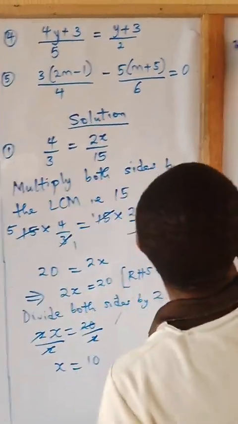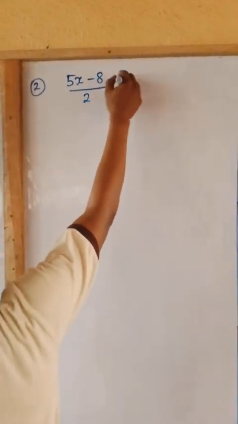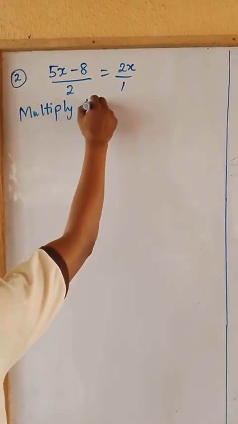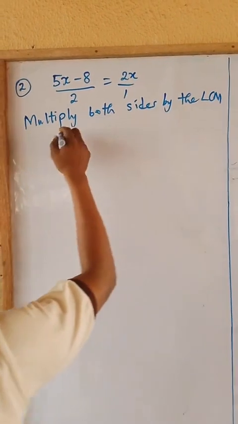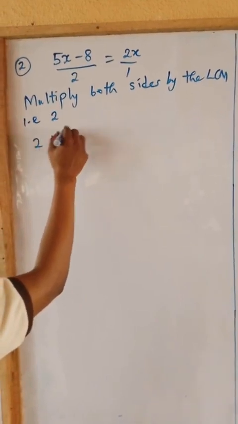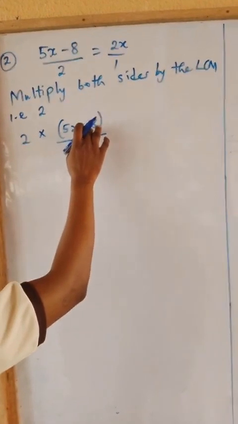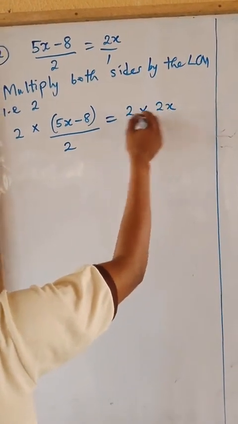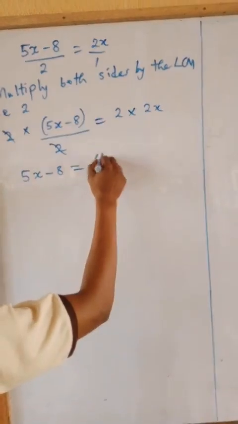Let's solve question 2. We have 5s minus 8 over 2 is equal to 2s over 1. So we are going to multiply both sides by the LCM. The LCM of 2 and 1 is 2. So we are going to have 2 times 5s minus 8. We are going to put it in brackets because it is an expression. So we have 2 times 2s. 2 eliminates 2 here. So we are going to have 5s minus 8. 2 times 2s will give us 4s.